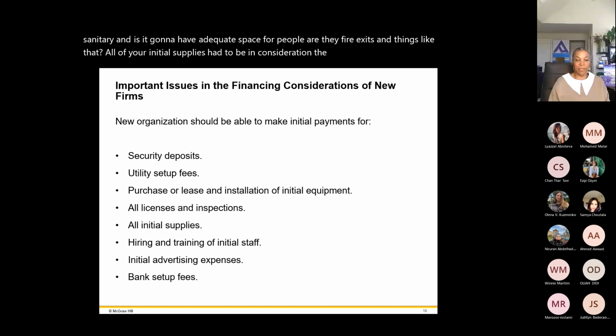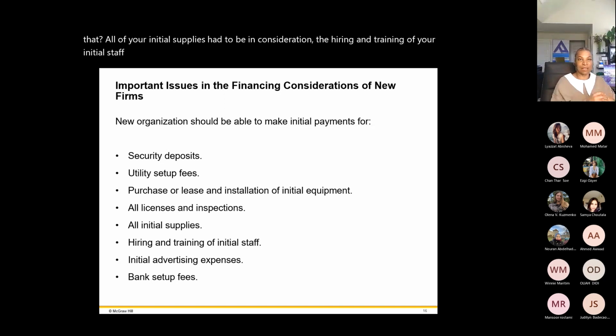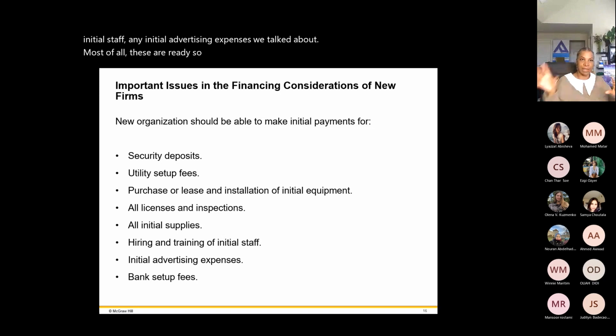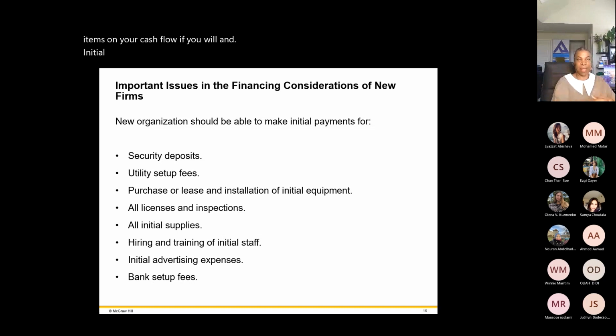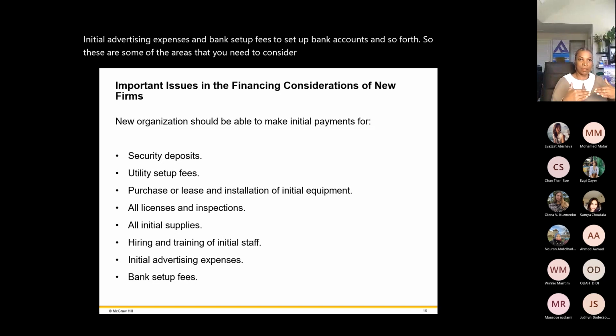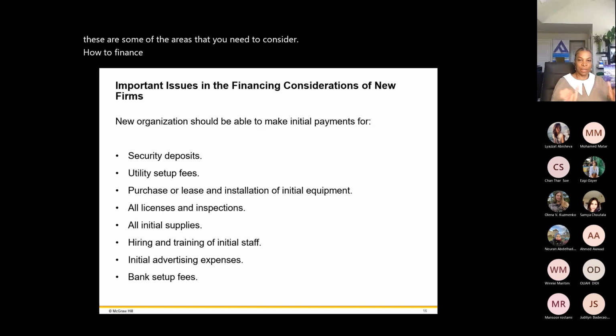The hiring and training of your initial staff. Any initial advertising expenses. We talked about most of these already, so there's some finance attached to it. And these could actually be line items on your cash flow, if you will. And initial advertising expenses and bank setup fees to set up bank accounts and so forth. So these are some of the areas that you need to consider how to finance in the early stages of the business, especially if the business will not be generating revenue during that time.